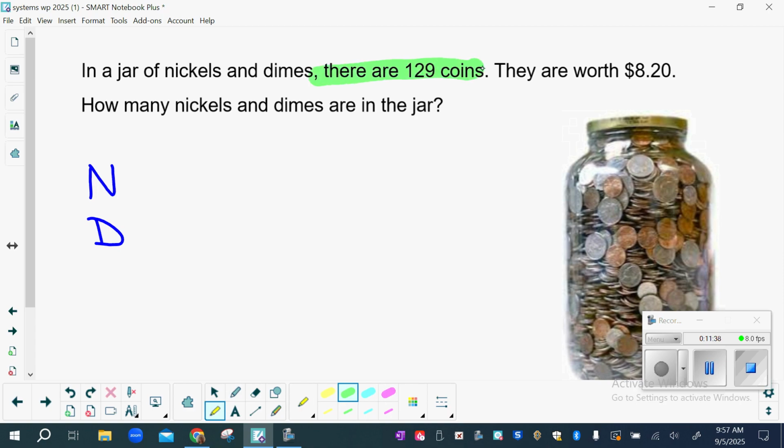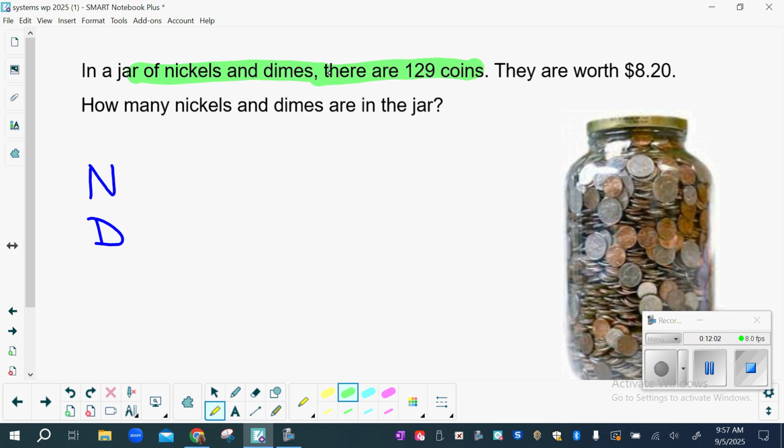There are 29 coins. And a lot of you will say, see, that's not enough of an equation. And it is, because it's a jar of nickels and dimes. Write a very easy equation for that. You got some nickels, N. You got some dimes, D. You got 29 monies. What does that little equation look like?